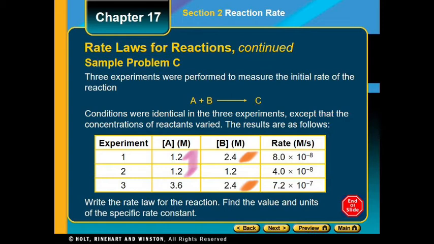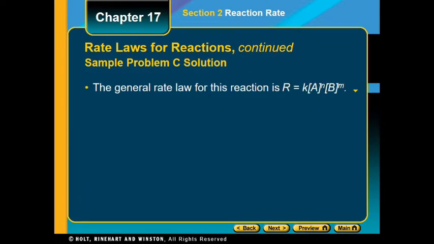So again, we are going to have to be a little more picky here with which experiments we're using to find our information, because when we set this up, we don't want A and B to be changing at the same time, because you're not sure which one has more effect on rate. So when we're finding the effect for B, we will have to use experiments 1 and 2 because A stays constant. When we're finding the effects for A, we will have to use experiments 1 and 3 because B's concentration stays constant.